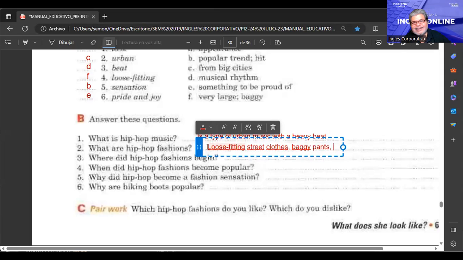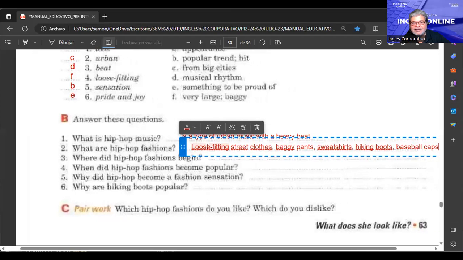Hiking boots, baseball caps, jacket. Take it easy. Loose fitting street clothes, baggy pants. What else? Sweatshirt. Hiking boots. Baseball caps. Jacket in sports logo. Okay, and that's enough. I don't have more room. Okay, very good.